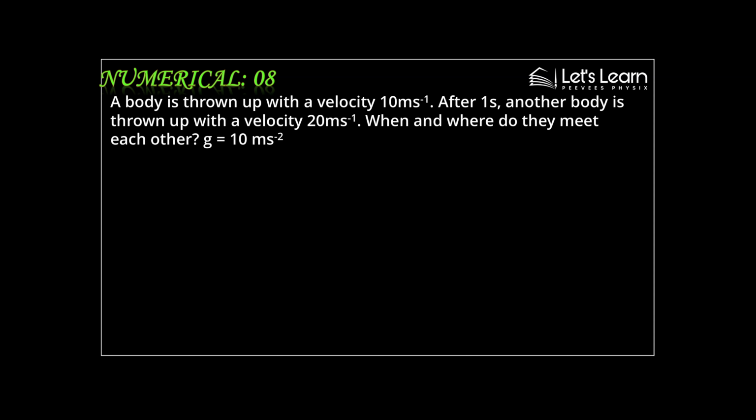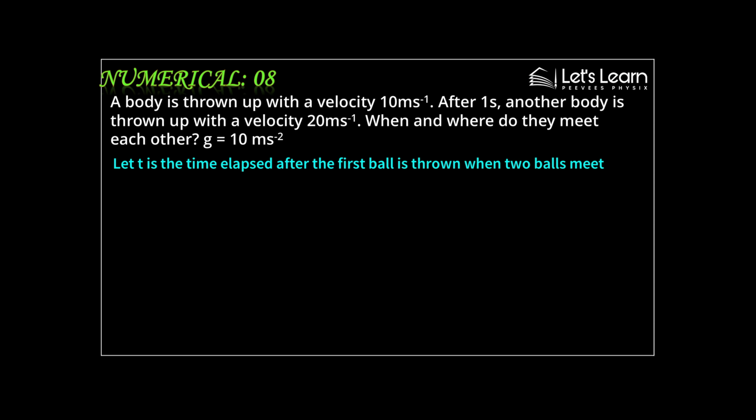Moving on to numerical number 8. It says a body is thrown up with a velocity of 10 meter per second. After 1 second, another body is thrown up with a velocity of 20 meter per second. When and where do they meet? Take g as 10. So we assume they meet after t seconds after the first ball has been thrown. There are two cases. So let's focus on ball number 1.